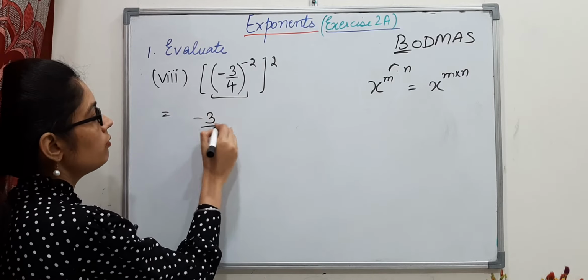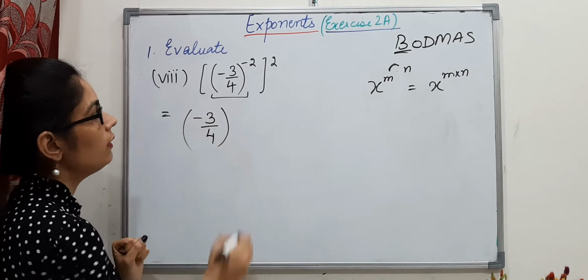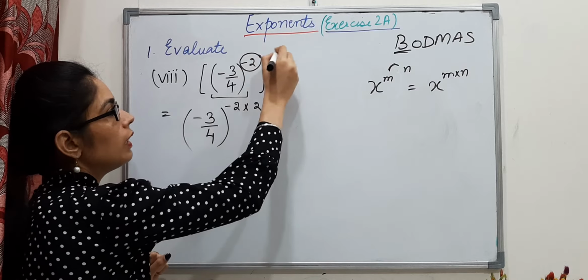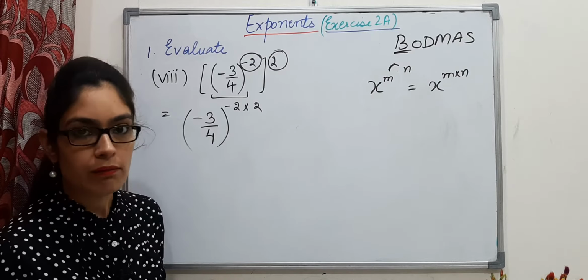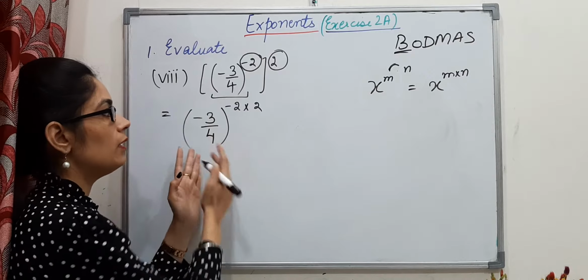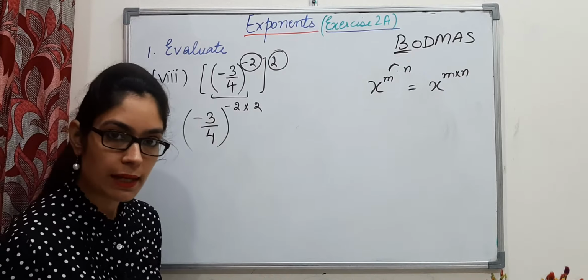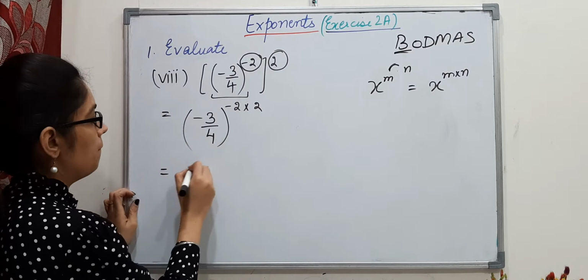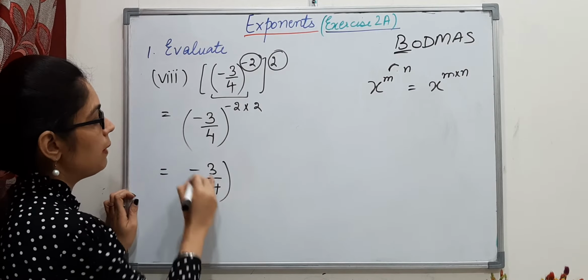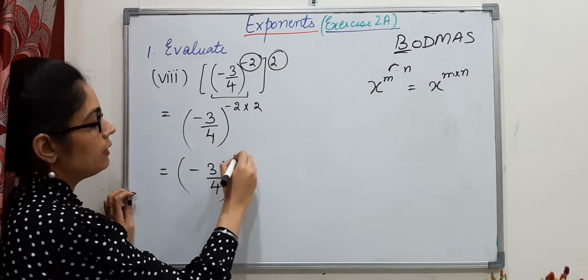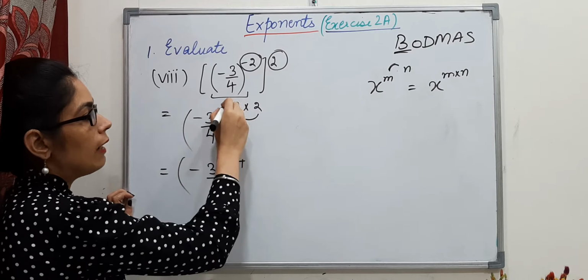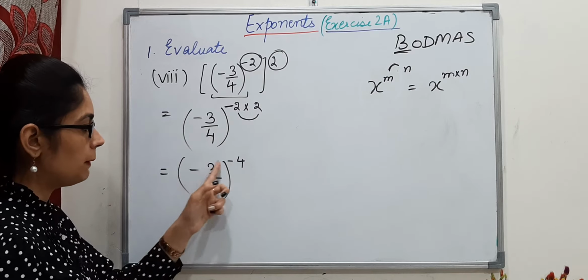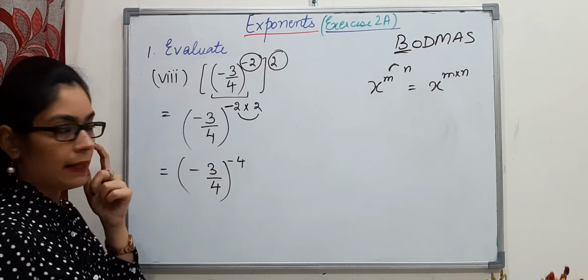Minus 3 by 4 we will write as it is, whole bracket, minus 2 into 2. One power is minus 2 and the other one is 2. So according to the power rule, when two powers are there on a single base, we just have to multiply the powers. So I am doing the same thing, minus 2 into 2. It's minus 4, because 2 into 2 is 4, and only one minus sign. So that minus sign we have to write. Minus 3 by 4 whole power minus 4.